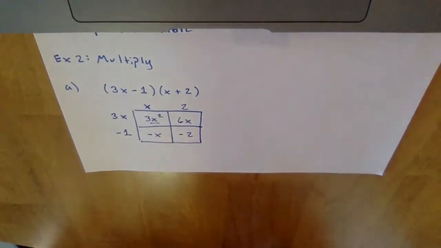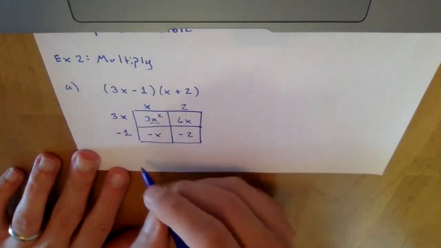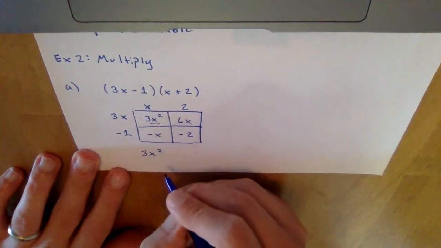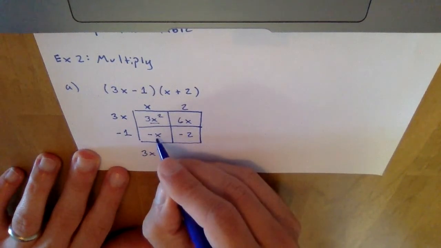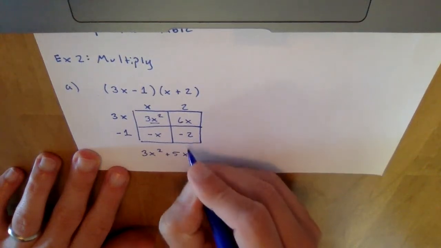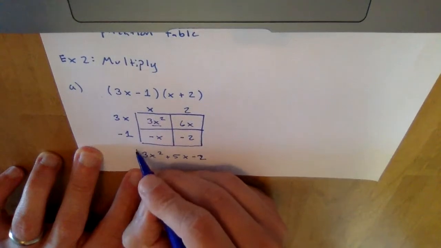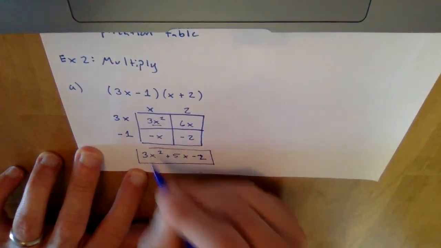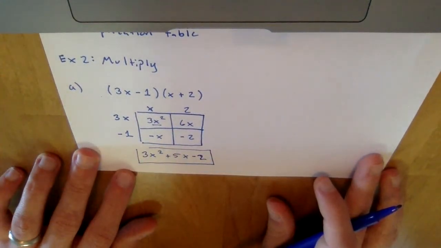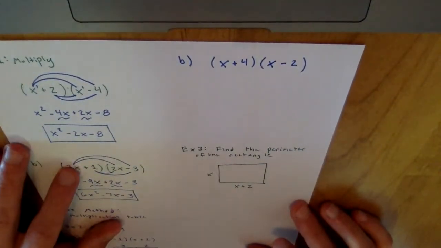And so then I can combine any like terms that I have. 3x squared, there's no other x squared pieces here, so that just stays 3x squared. 6x, and then minus an x would leave me 5x, and then minus 2. And I get my final answer. And we'll check out one more using the box method here.